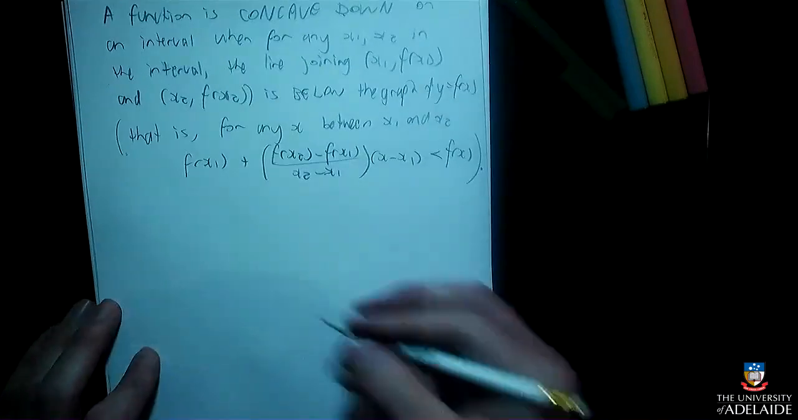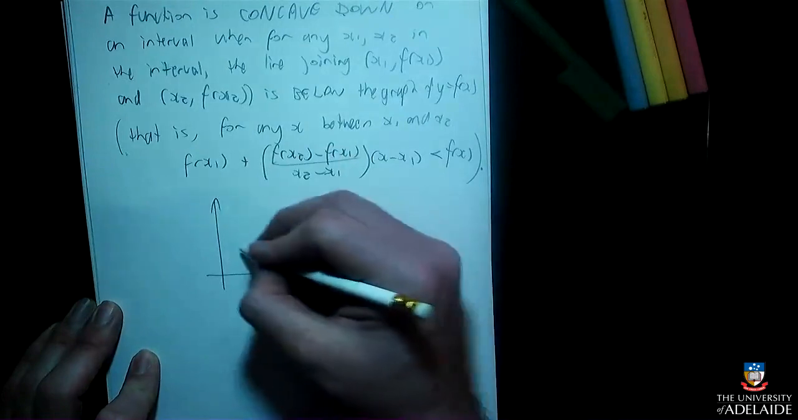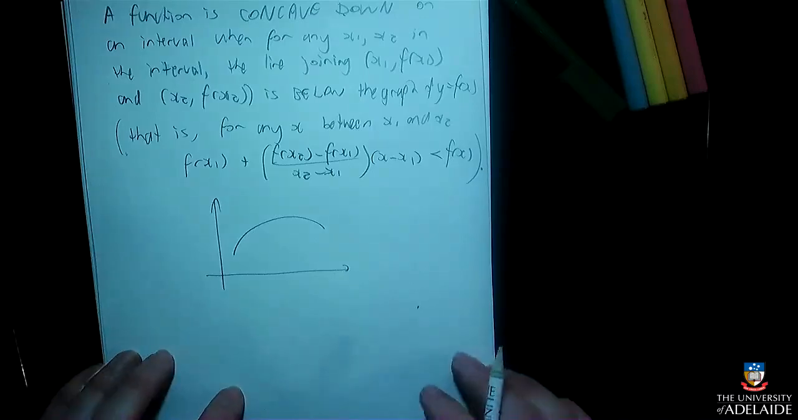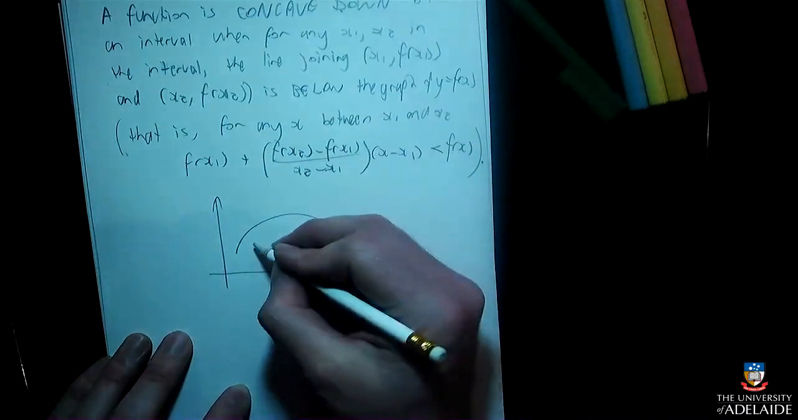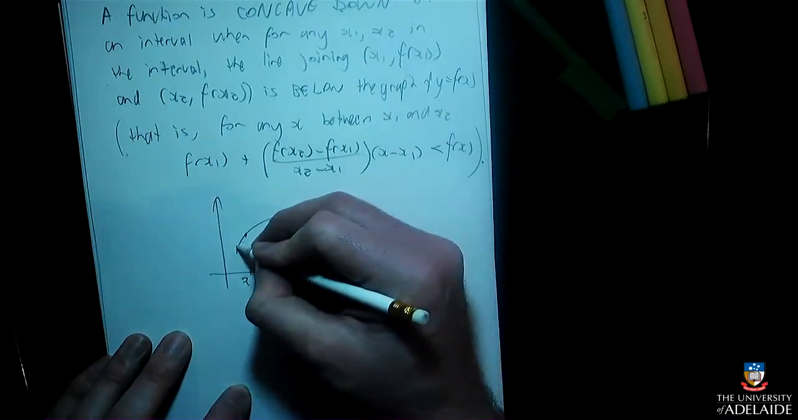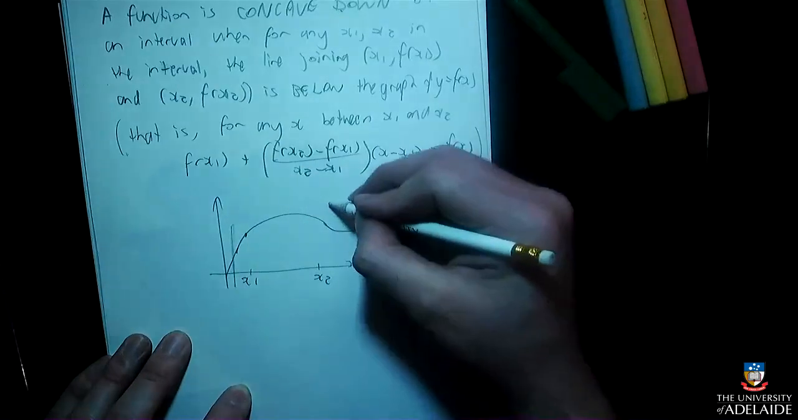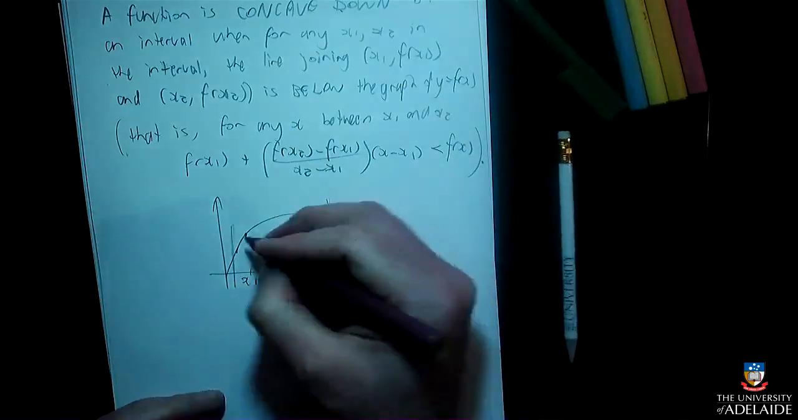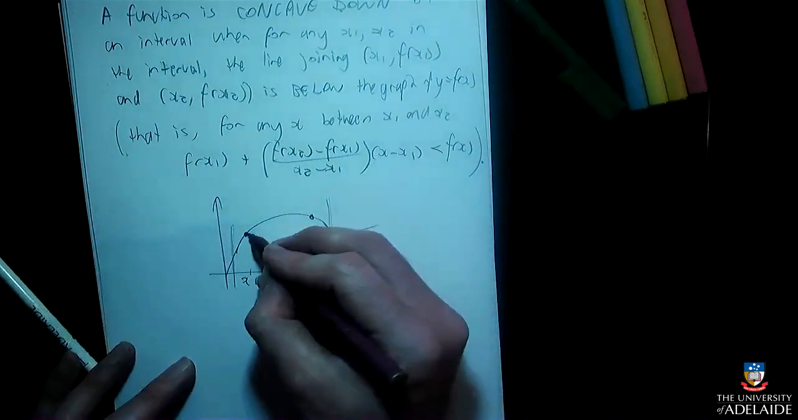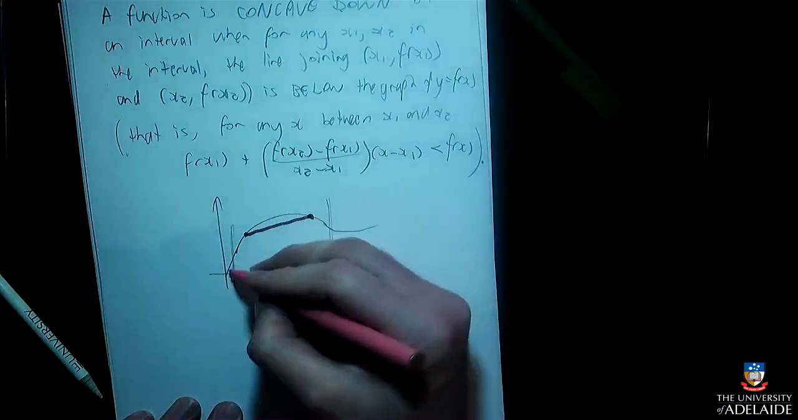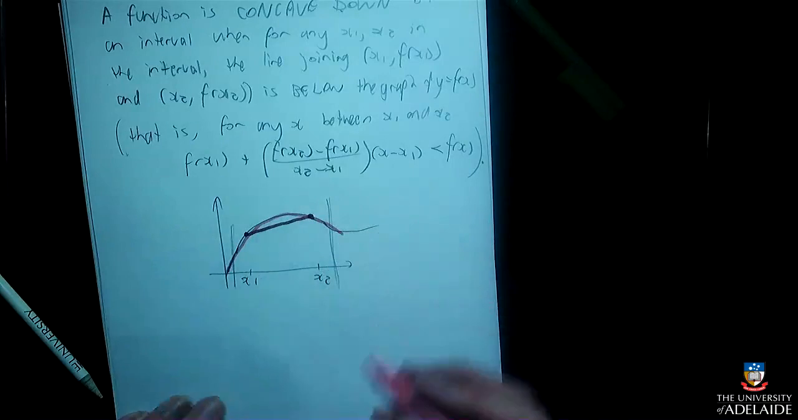Okay, and the graph looks like this. And here's x1 and here's x2. My interval sort of goes from here to here, like that.